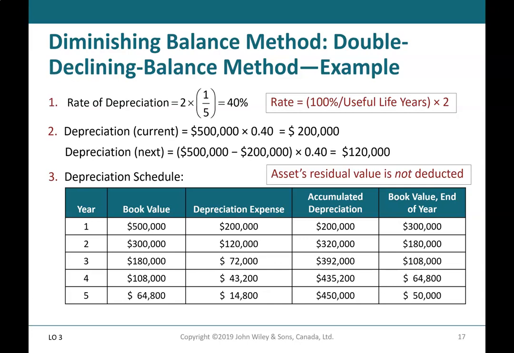Accumulated depreciation is now the 120,000 plus the 200,000 from the previous year to make 320,000. And then the book value at the end of the year is 180,000. And so on up until year 5. Last year is rounded. Book value cannot be less than the residual value.